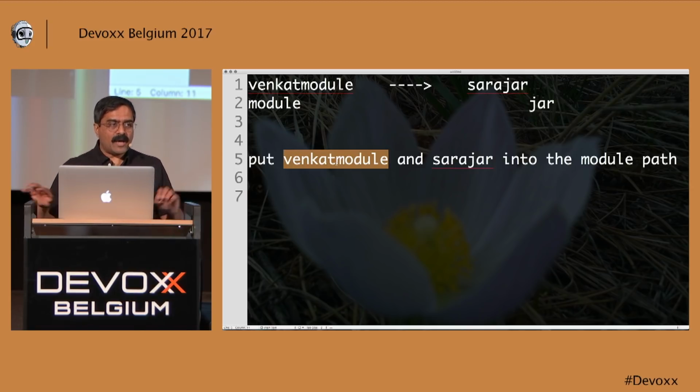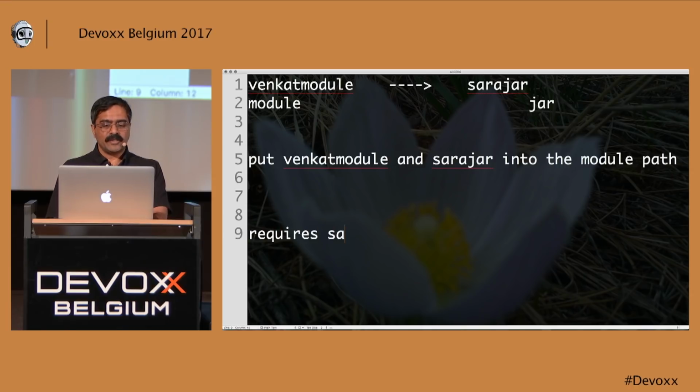Venkat's module comes to life and says, hello, I'm a module. Here's my module info. And Java says, awesome, come on over. What do you want? In my module info, what am I going to do? Requires Sarah jar. I'm going to specify that. And Java says, Sarah jar, let me check. It goes to the module path and says, oh, there it is.